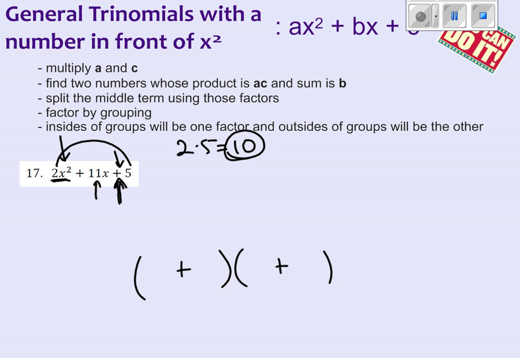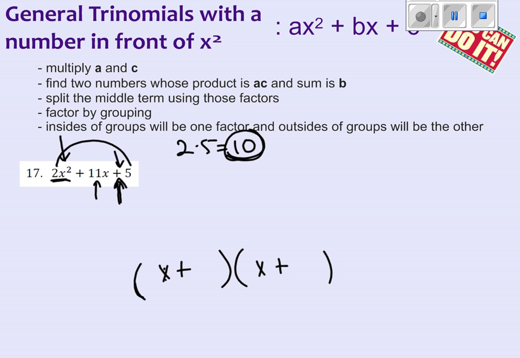But now, because there's a 2x in front, I don't know. One of these is going to have an x. One of these is going to have a 2x. But I don't know which one's going to be which. Okay? So I don't know that yet. So I can leave it as x, but I have to realize that there's going to be a 2 in front of one of them somewhere.